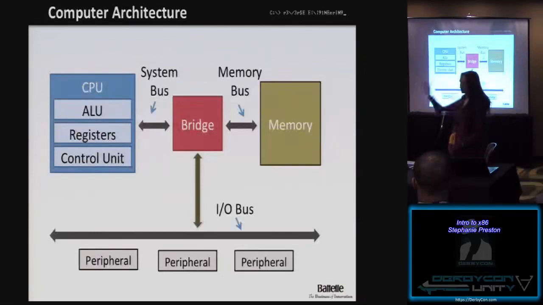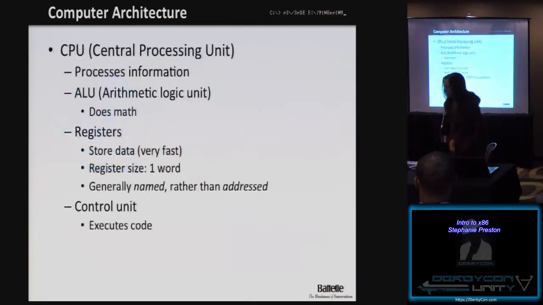Briefly, computer architecture. We're not going to go into much detail of all of this, but at a high level, your computer consists of some standard pieces. You've got your CPU, some memory, there's a bridge that handles the transactions between your CPU and memory, and then some type of I/O bus that lets you talk to peripheral devices. The CPU contains a few key pieces.